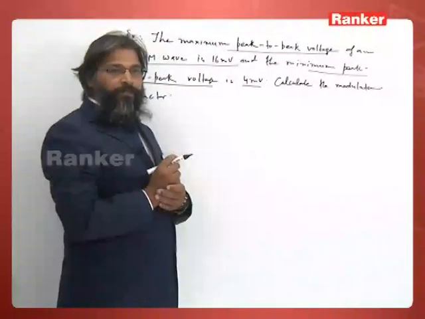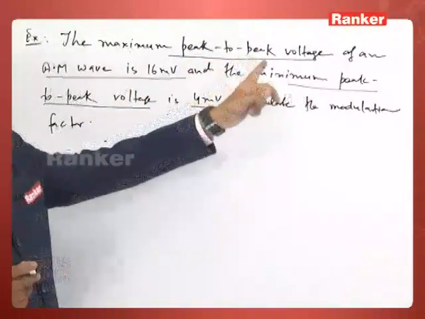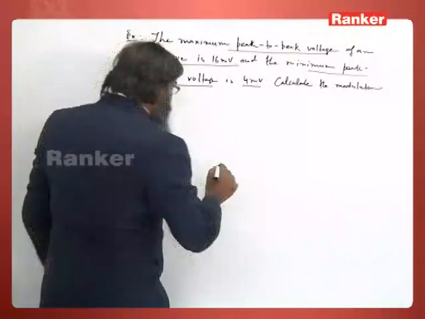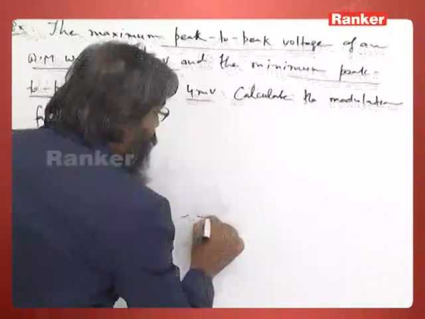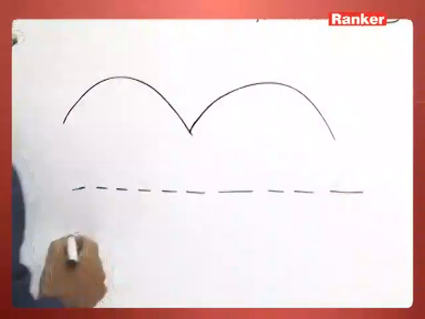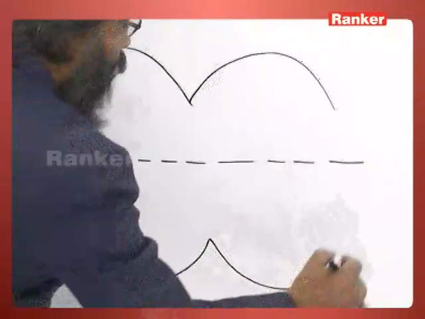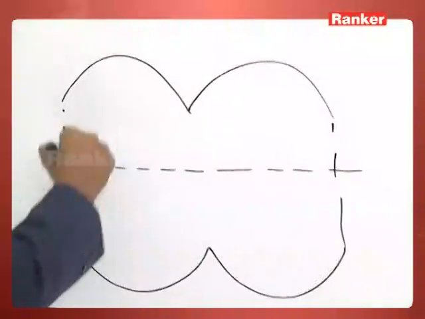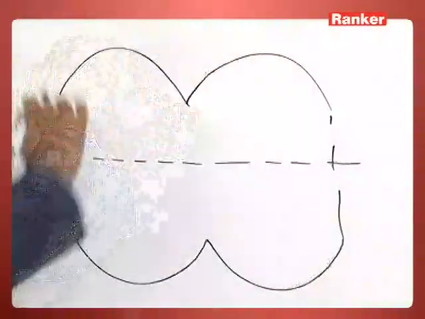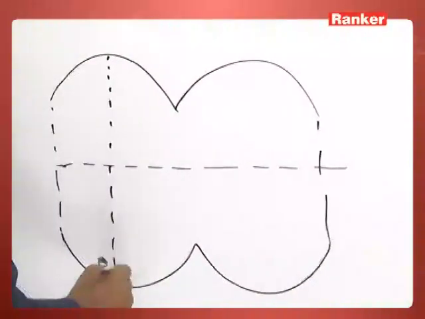Calculate the modulation factor. Here we may get confused with peak to peak voltage and consider this as a maximum voltage. That is wrong. First we have to understand what the problem says. This is the amplitude envelope. I am drawing the envelope, the outer boundary of the amplitude. The actual wave will be moving inside like this. So what I mean by peak to peak is this voltage.